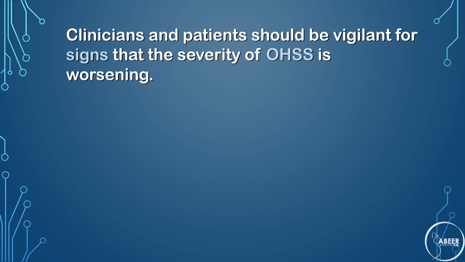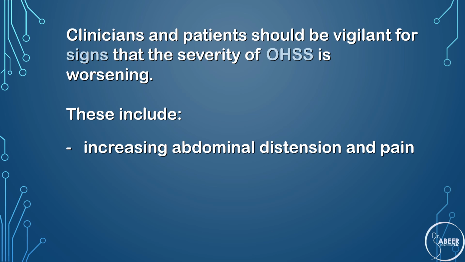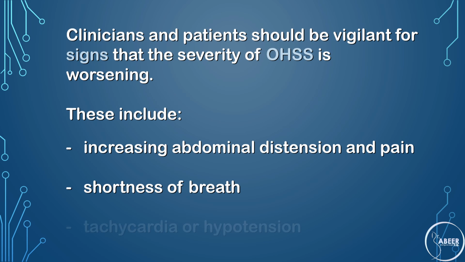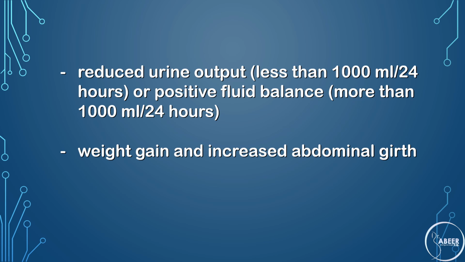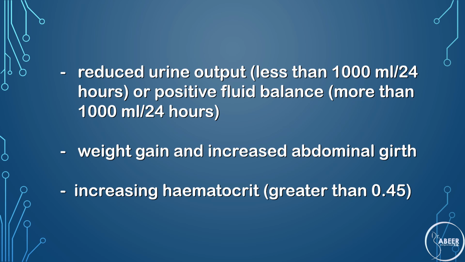Clinicians and patients should be vigilant for signs that the severity of ovarian hyperstimulation syndrome is worsening. These include increasing abdominal distension and pain, shortness of breath, tachycardia or hypotension, reduced urine output, less than 1,000 milliliters over 24 hours, or positive fluid balance, more than 1,000 milliliters over 24 hours, weight gain and increased abdominal girth, and increasing hematocrit of greater than 0.45.